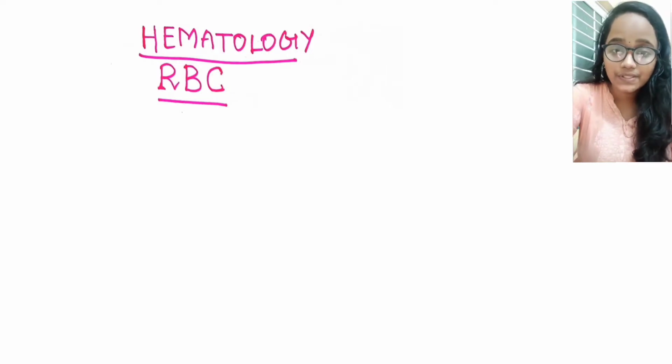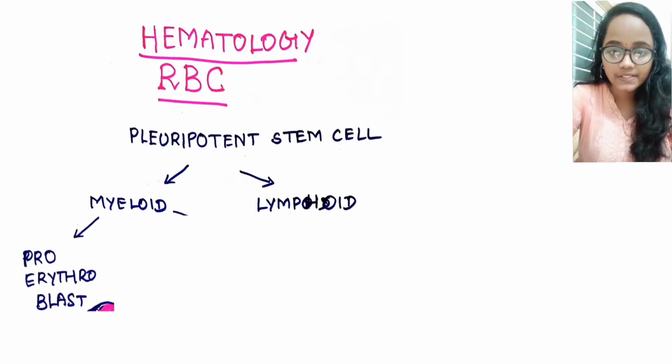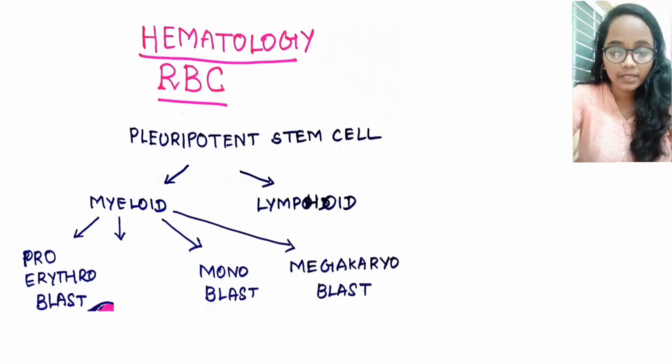Today we are going to see about some images in hematology, particularly in the RBC chapter. Before that, we should know something about hematopoiesis. First, pluripotent stem cells, which give rise to myeloid and lymphoid series. From the myeloid series, proerythroblast, monoblast, megakaryoblast, and myeloblast.